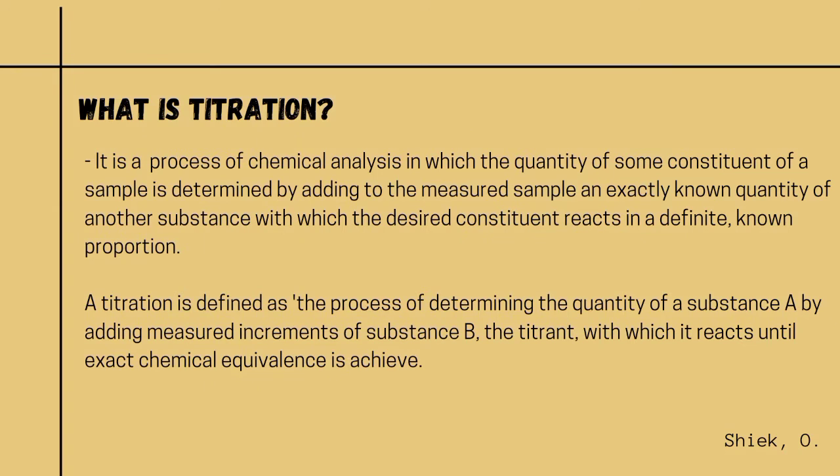A titration is a process of chemical analysis in which the quantity of some constituent of a sample is determined by adding to the measured sample an exactly known quantity of another substance with which the desired constituent reacts in a definite known proportion. It is also defined as the process of determining the quantity of a substance A by adding measured increments of substance B, the titrant, with which it reacts until exact chemical equivalence is achieved.